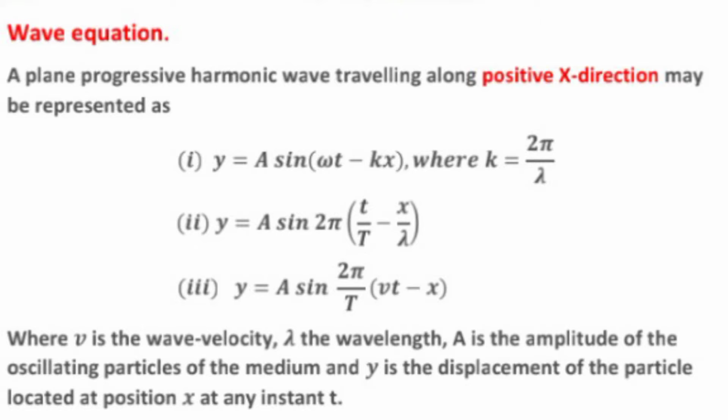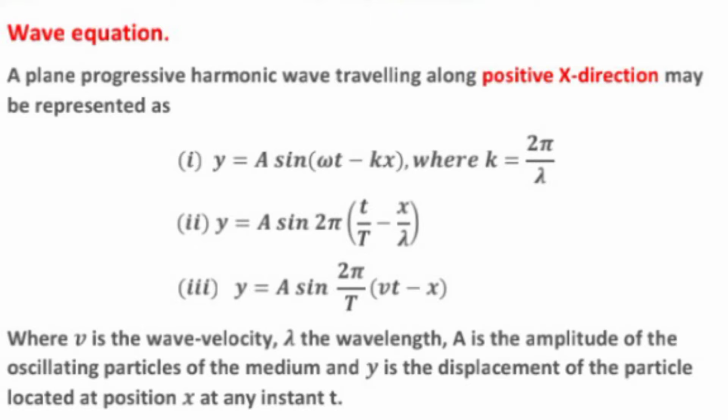A is the amplitude of the oscillating particle and y is the displacement of the particle in the direction of x. If the wave is traveling along the negative x direction, the minus sign is replaced by the plus sign. That will be y equals a sine (omega t plus kx), k is 2 pi upon lambda; y equals a sine 2 pi (t upon T plus x upon lambda); and third, y equals a sine (2 pi upon lambda)(vt plus x).